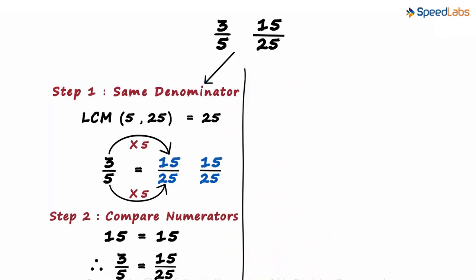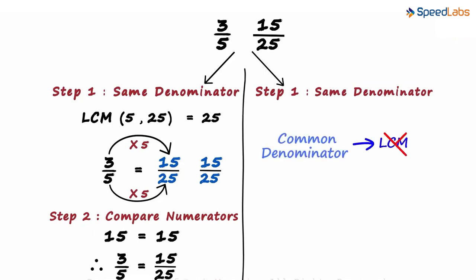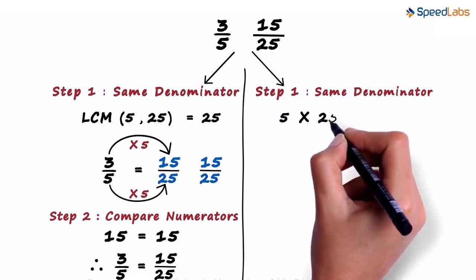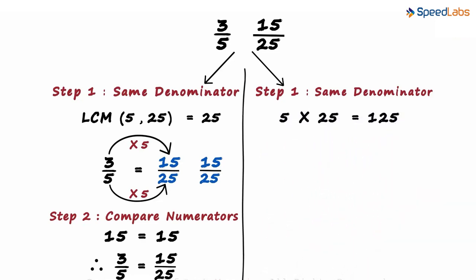Now let us analyze the other method we used, in which we multiplied this with this and then compared the products. The first step remains the same. We make the denominator same. But there is a small difference here. The common denominator is not the LCM this time. It is the product of the two denominators. So 5 multiplied by 25 gives us 125. This 125 will be the common denominator.